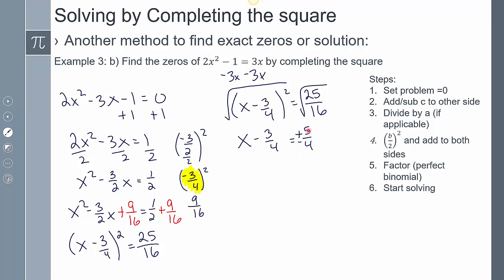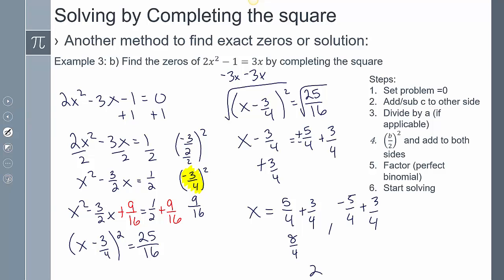And that's going to equal plus or minus 5 over 4, because the square root of 25 is 5 and the square root of 16 is going to give me 4. And so now I can add 3/4 to both sides. And so I'm going to get x equals 5 over 4 plus 3 over 4, which is 8 over 4, which is 2. And then I also get negative 5 over 4 plus 3 over 4. That's going to give me negative 2 over 4, which is going to be negative 1/2. And so my solution is going to be 2 and negative 1/2.